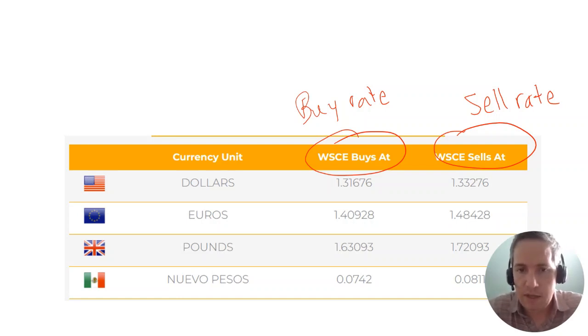So you notice that the buy rate for the currency, what we have right here, is that the buy rate for US dollars is 1.31676, and the sell rate for US dollars is 1.33276. And so what we're going to do then is use these values when we're trying to make a computation about how much our money is actually worth. Okay, so let's go to the next slide.